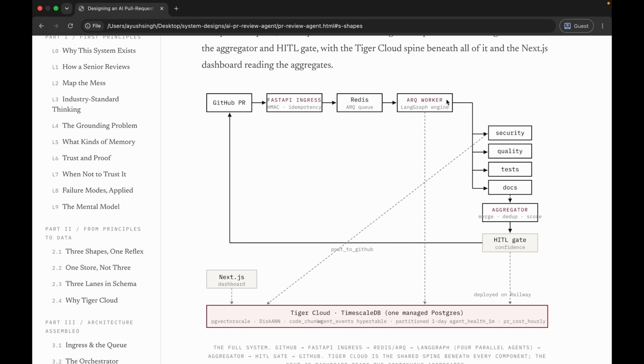But then the ARQ worker will pick one job at a time. This orchestrator is LangGraph. It will fan out four different agents that will aggregate and show their confidence. If the confidence is okay, it will go ahead and post to the GitHub PR. If the confidence is not okay, it will put a human in the loop so the human can go approve, give comments, and then further improve.